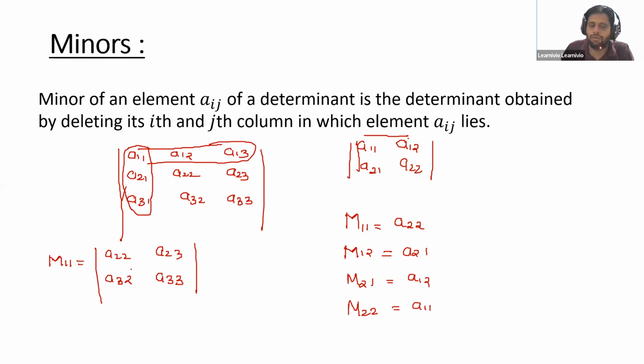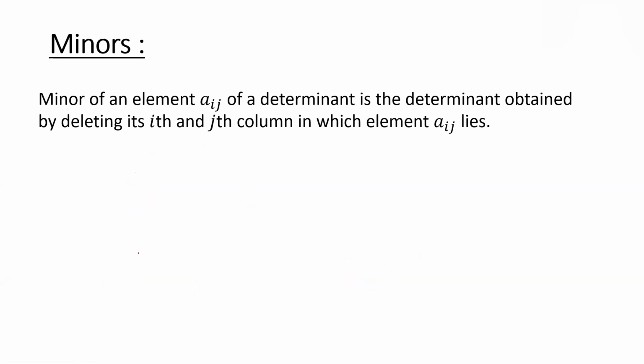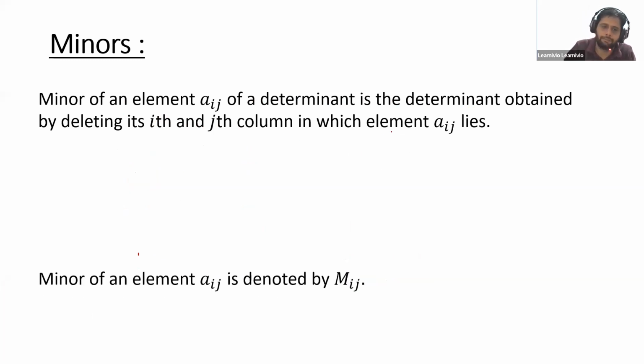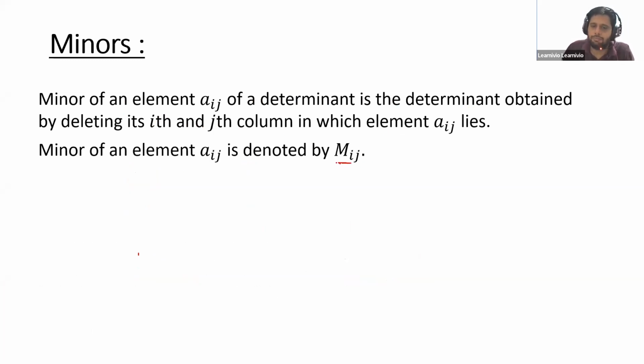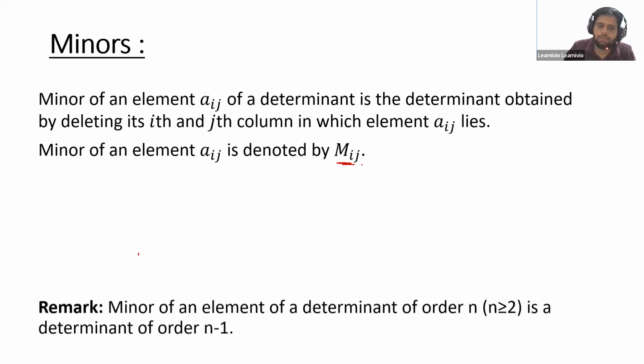Now we need to solve it. You know how to solve a determinant. Just multiply these two and minus multiply these two. This is clear, Zad and Abdul? Yes, sir. Okay. Now, the same thing is written in the definition: the minor of an element of a determinant is the determinant obtained by deleting its ith row and jth column in which this element lies. Minor is denoted by Mij.